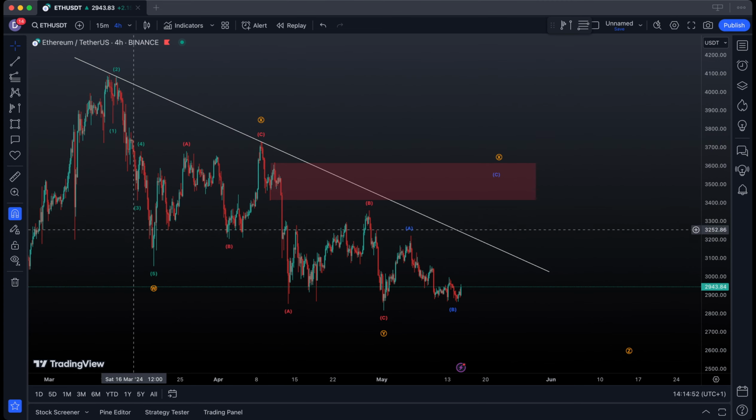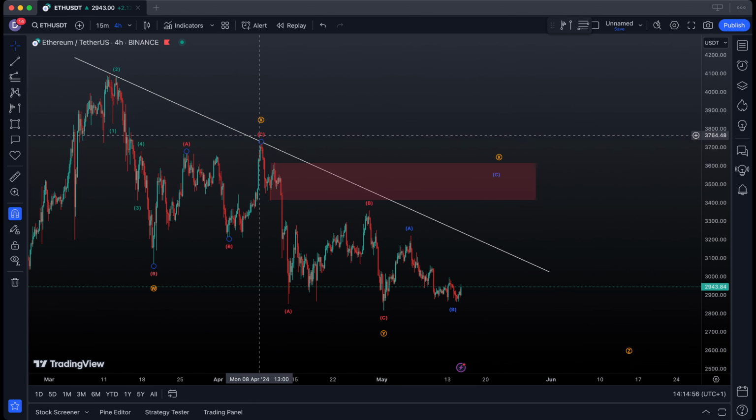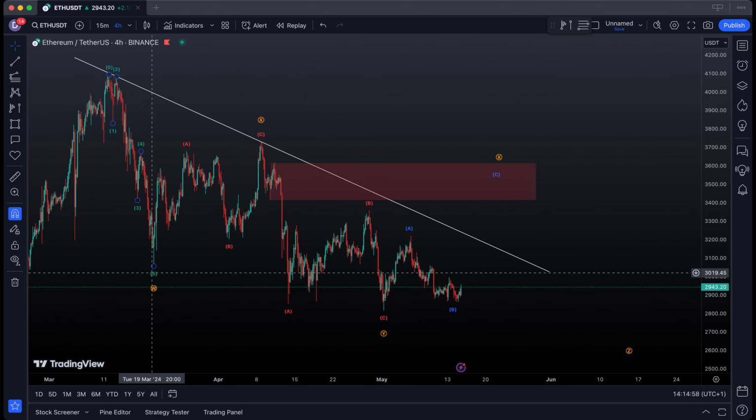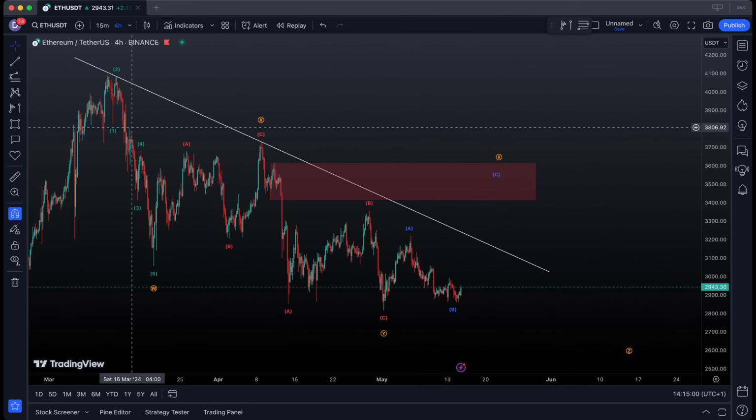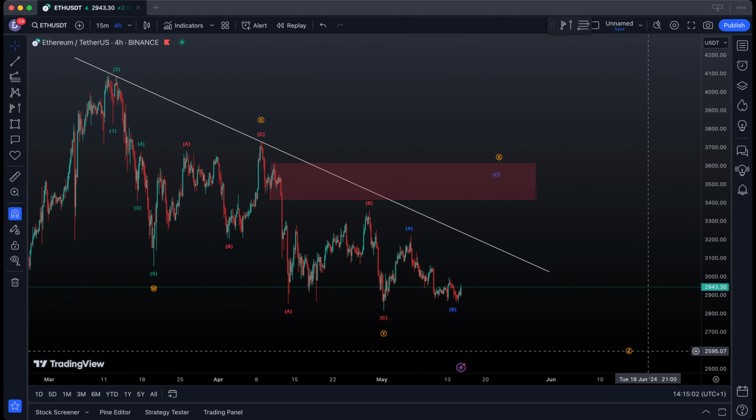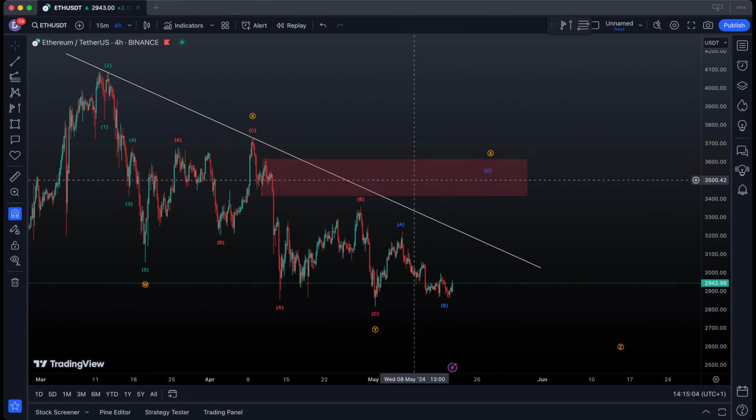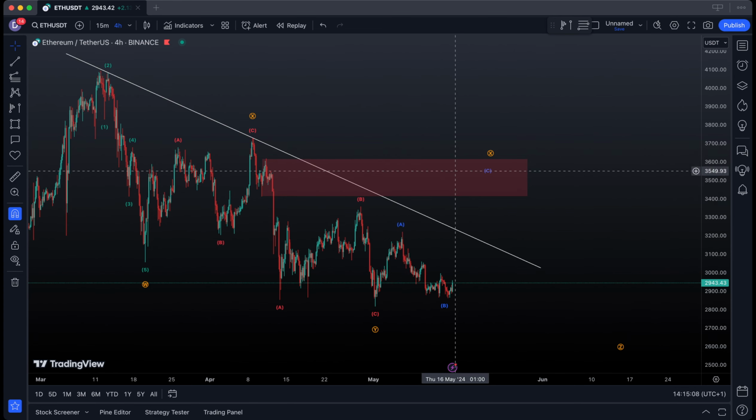And that roadmap is that we're seeing some sort of correctional move to the downside, where we're potentially in either a 1, 2, 3, 4, 5 or a WXY, or WXYXZ. And you'll see that I have this random, not so random order block here. Anytime you see a box on my chart, that is an order block essentially.